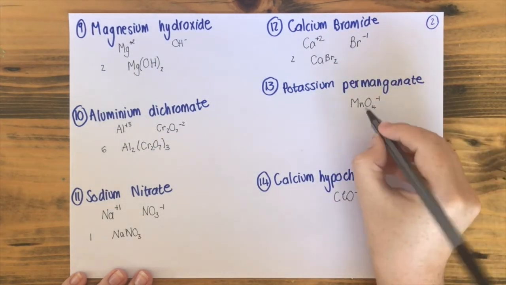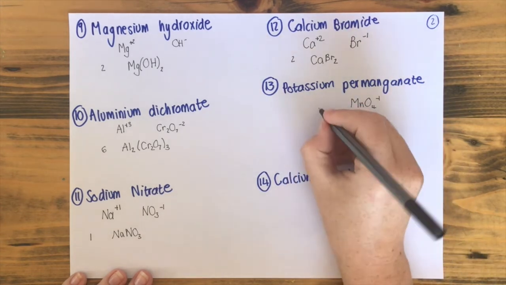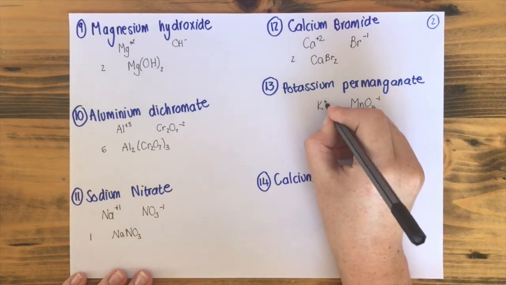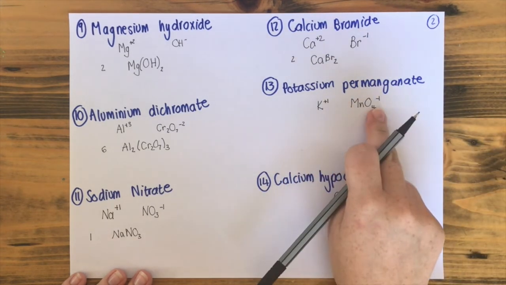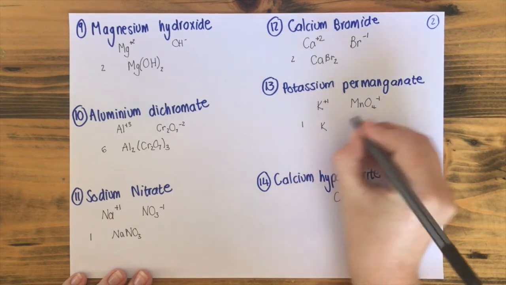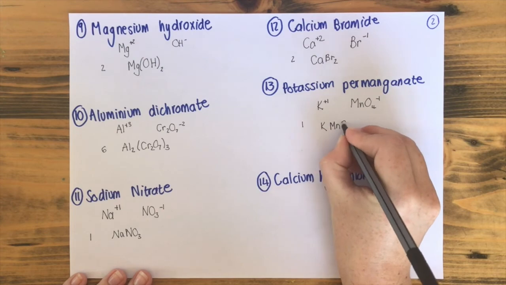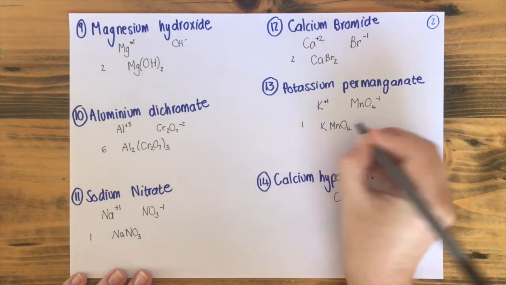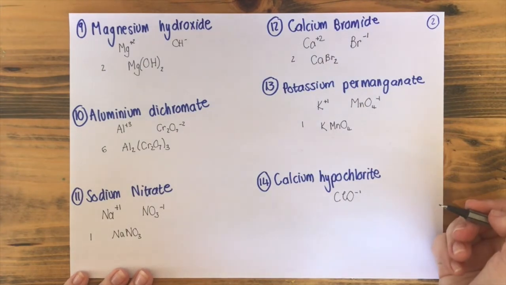Right, permanganate must be memorized off the table in the textbook. Potassium is an alkali metal. It has a charge of positive 1. Again, our lowest common number is 1. So 1 into 1 is once. 1 into 1 is once. So KMnO4.